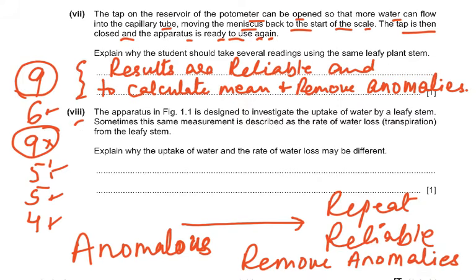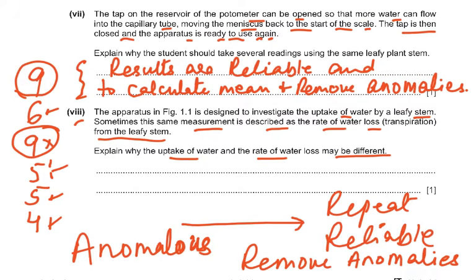Part 8. The apparatus is designed to investigate the uptake of water by a leafy stem. Sometimes this same measurement is described as the rate of water loss from the leafy stem. Explain why the uptake of water and the rate of water loss may be different. Why? Because if you drink 6 glasses of water, you're not going to urinate 6 glasses of urine. The water is used in the body.